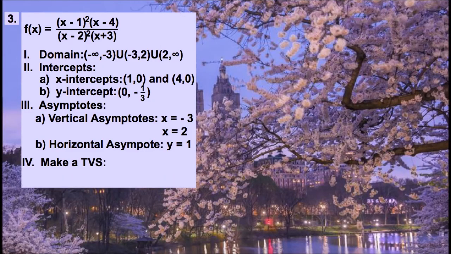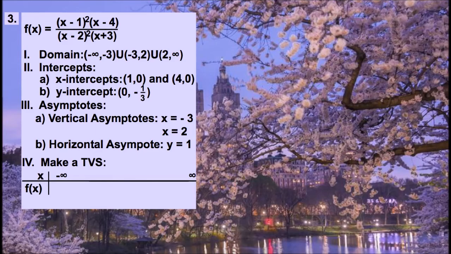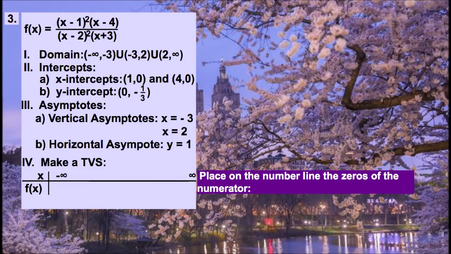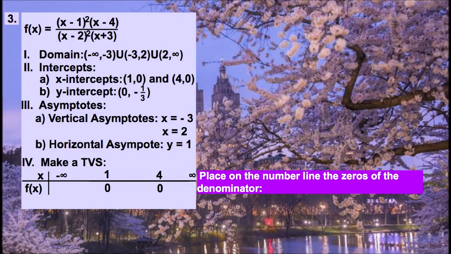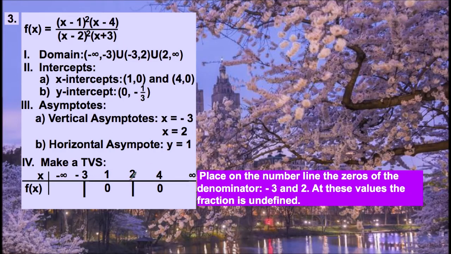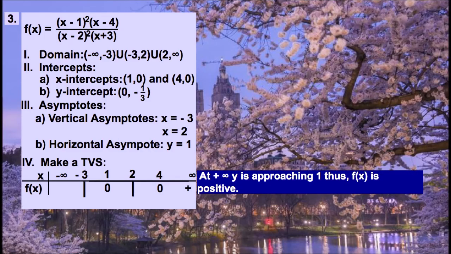Make a table of values and signs. Place on the number line the zeros of the numerator, 1 and 4. At these values, the fraction is 0. Place on the number line the zeros of the denominator, negative 3 and 2. At these values, the fraction is undefined. At positive infinity, y is approaching 1. Thus, f of x is positive.